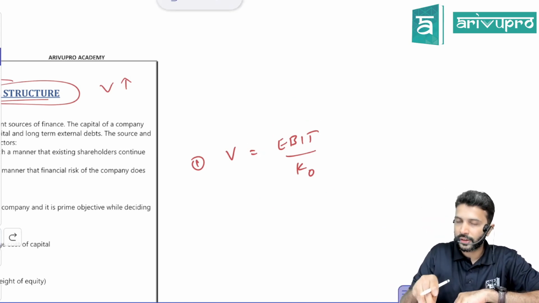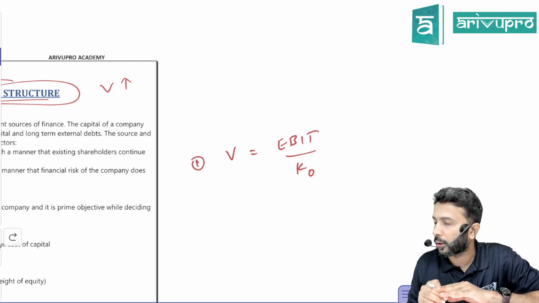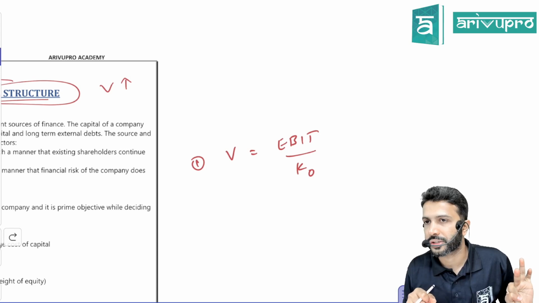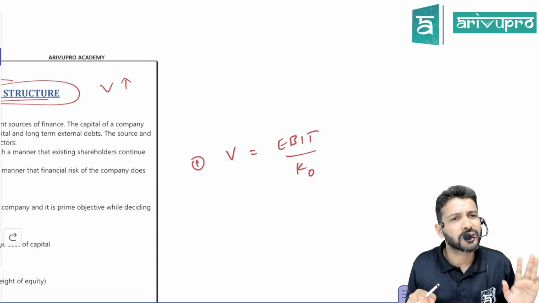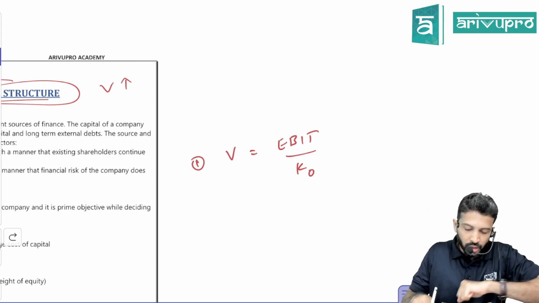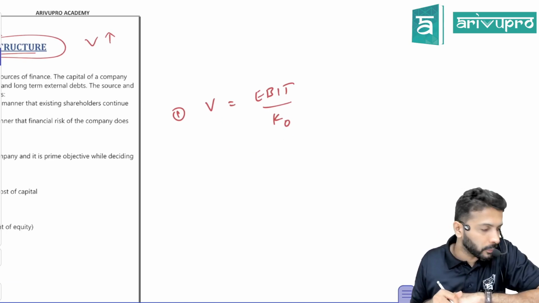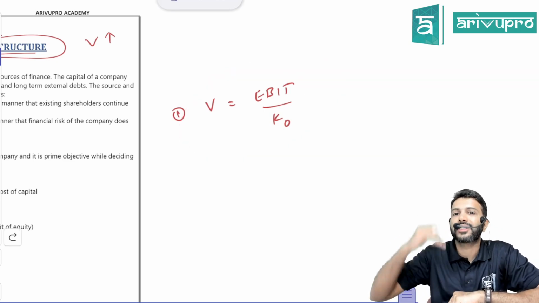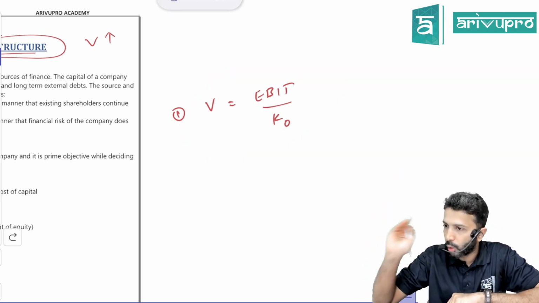The next 4 or 5 problems we're going to be doing, and probably today's session is just going to revolve around this one equation and maybe another. If you know that, then more or less things are set. Let's understand this a little more. So we know how to find out the value of the firm. This much, if you know for the exam, is good enough. That is EBIT divided by KO.